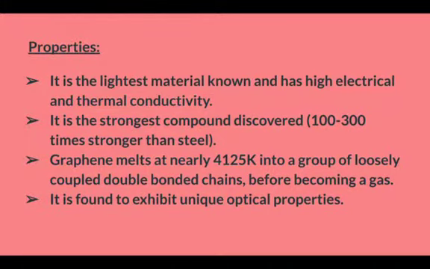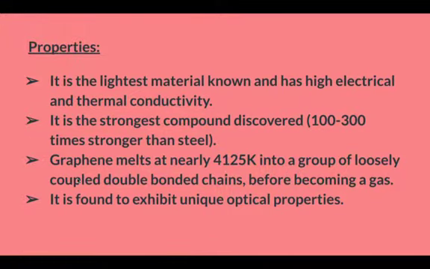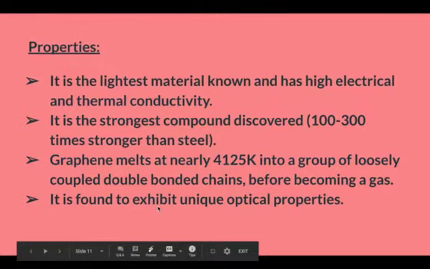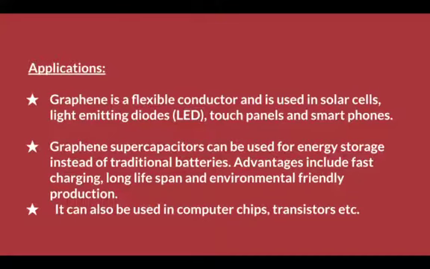Now properties, it is the lightest material known and has high thermal and electrical conductivity. It is the strongest compound discovered. It's found to be 100 to 300 times stronger than steel. And its melting point is found to be 4125 Kelvin. It melts into a group of loosely coupled double bonded chains before becoming a gas. And it is found to exhibit unique optical properties. So these are the properties of graphenes.